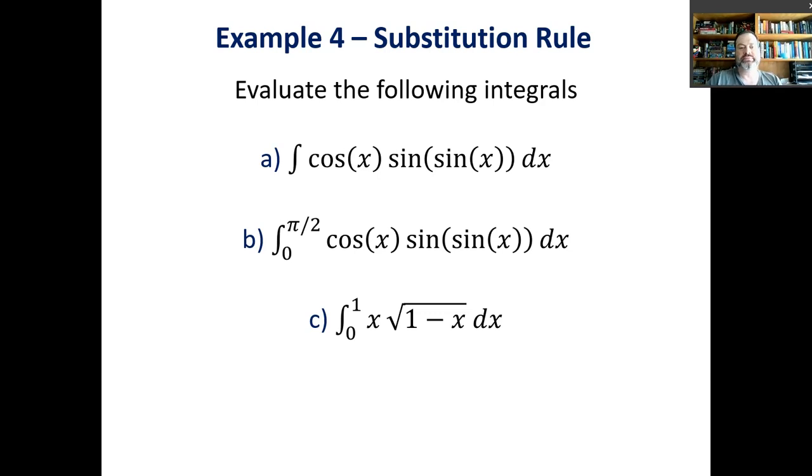Let's do the first one. So let's make sure we understand what's going on here. This is the integral of cosine x times sine of sine x. Here we have a sine sitting inside a sine, which is pretty weird. And then we have the definite integral version of that same problem. And for the last one, we have the integral from 0 to 1 of x times the square root of 1 minus x. All right, let's jump right in.